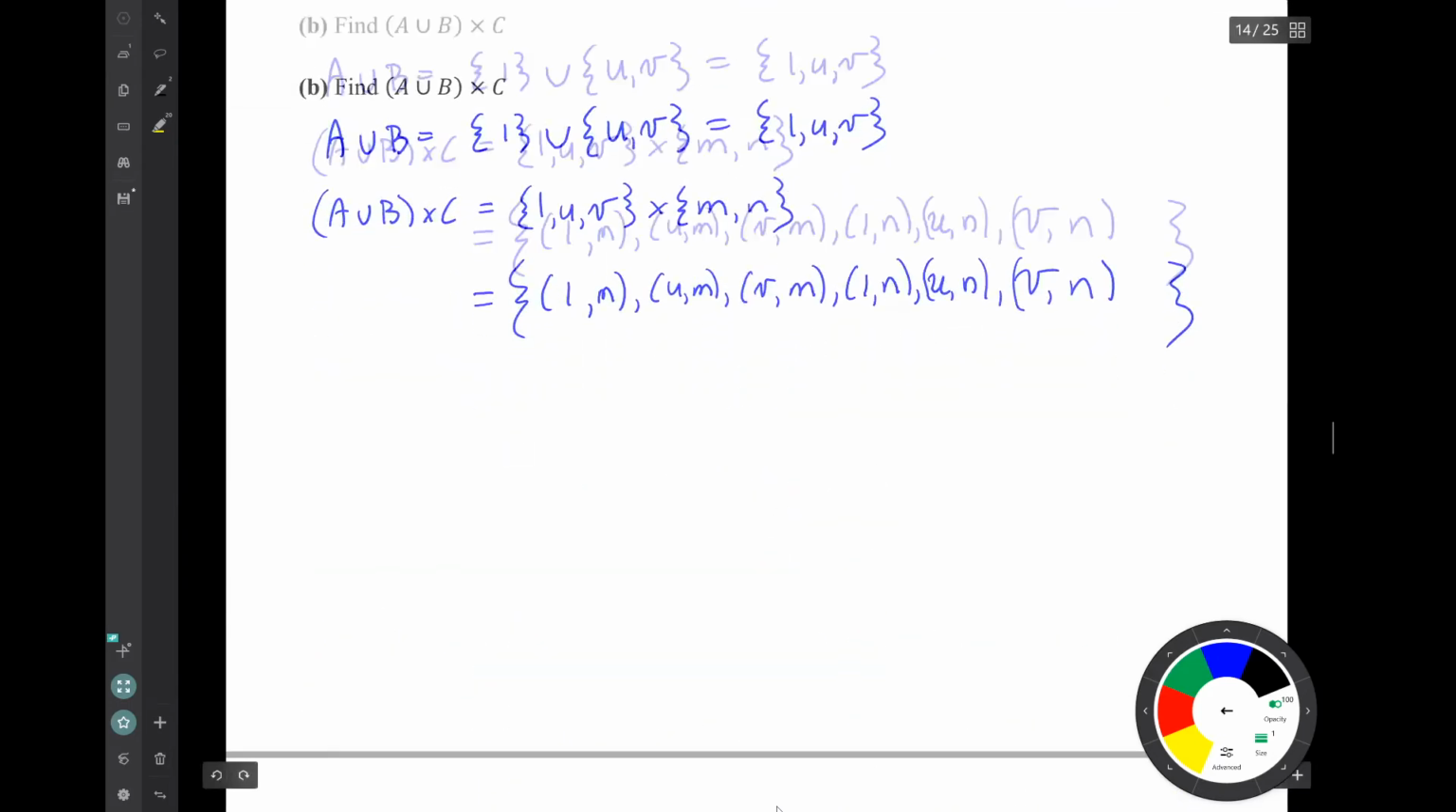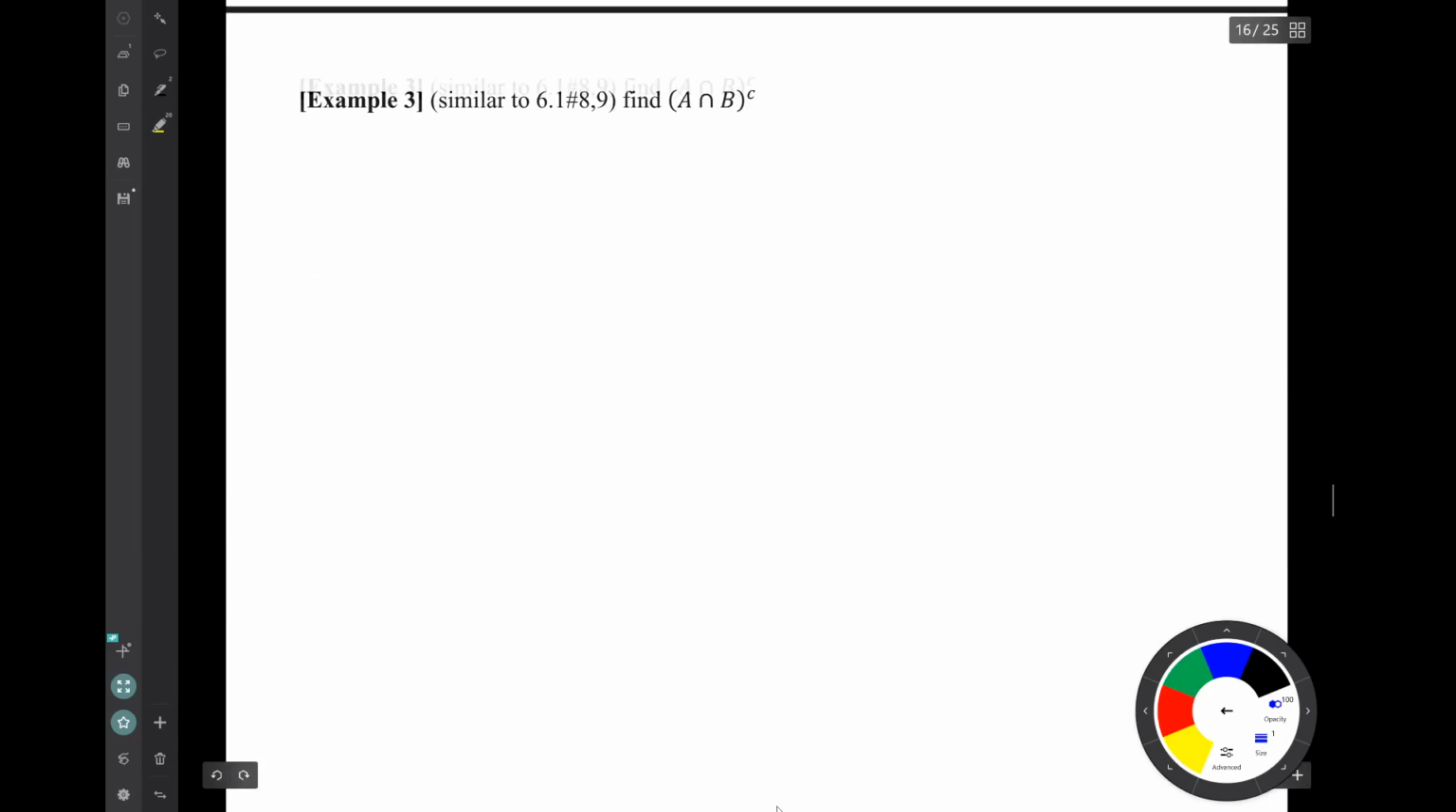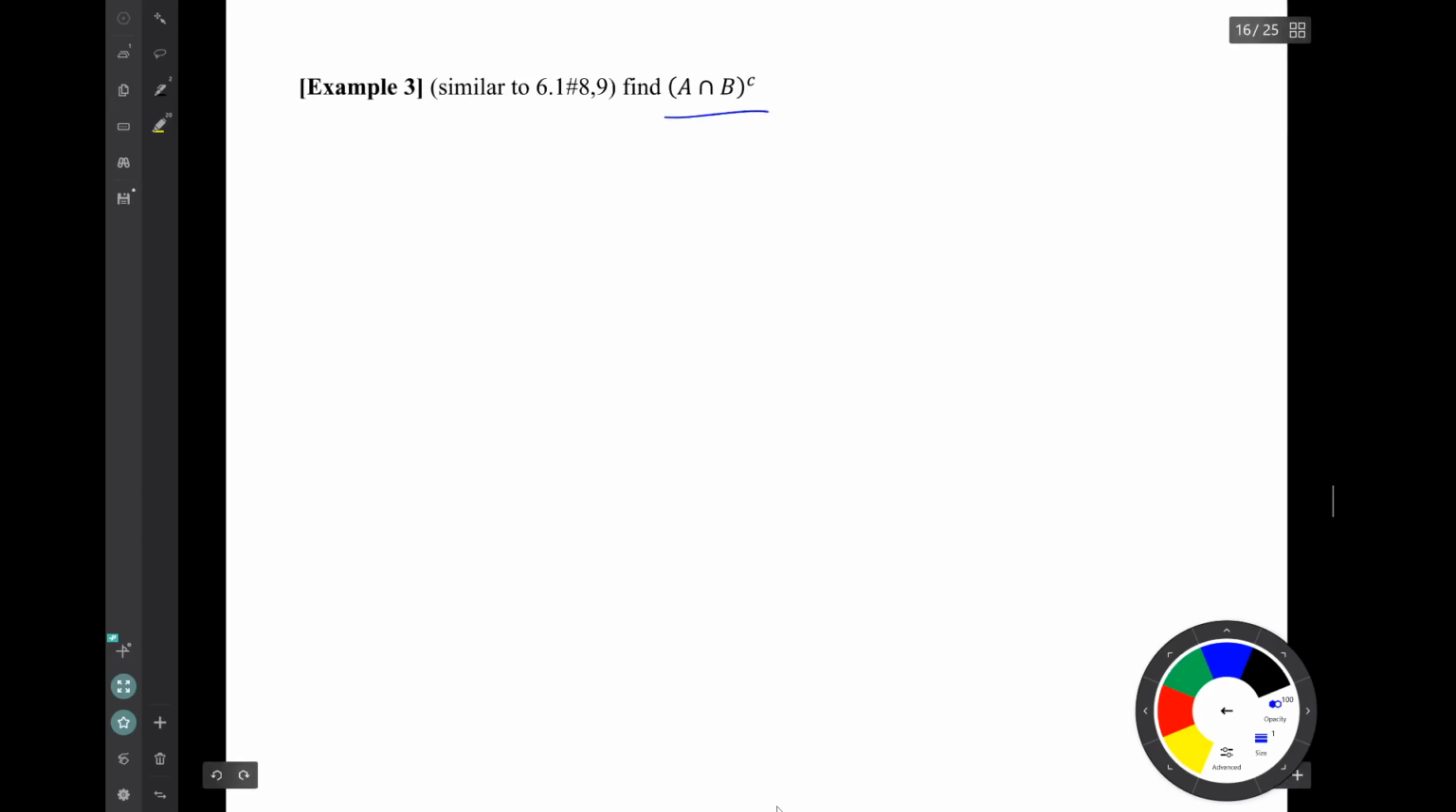Let's go on. Now, to determine complements of unions, intersections, and differences, we have to use the formal presentations of the meanings of those sets. And those formal presentations involve and or statements. And so negations of and or statements involve using De Morgan's laws. So for example, find A intersection B complement.